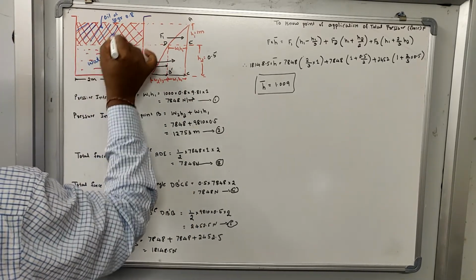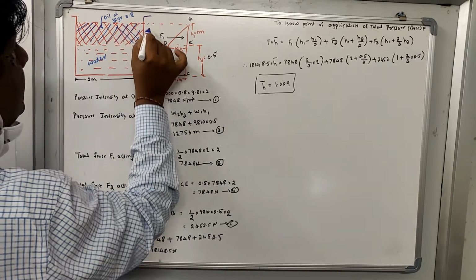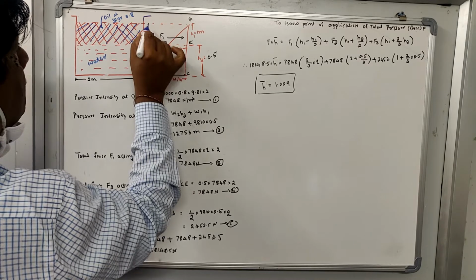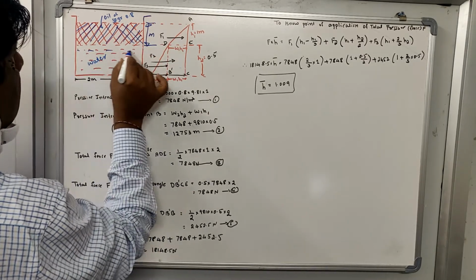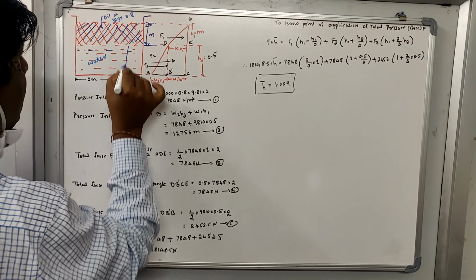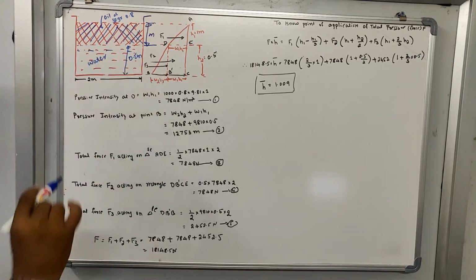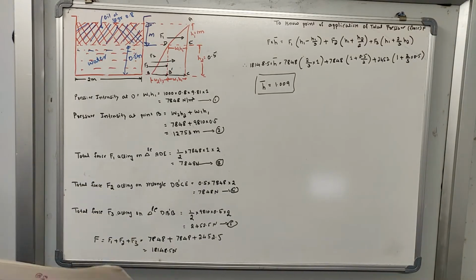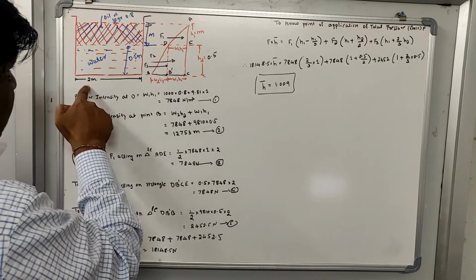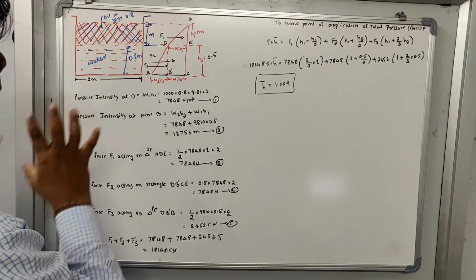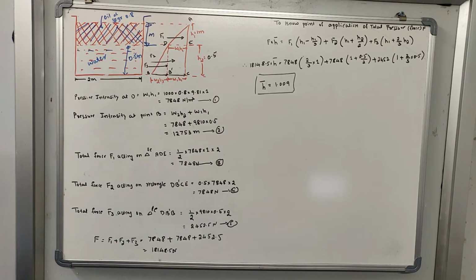This tank consists of oil of specific gravity 0.8. So this is 1 meter, and this is water, so this depth is 0.5 meter. This is the problem. So what is this physical problem? The physical problem is you have a tank of width 2 meter, and this tank consists of two types of liquids.